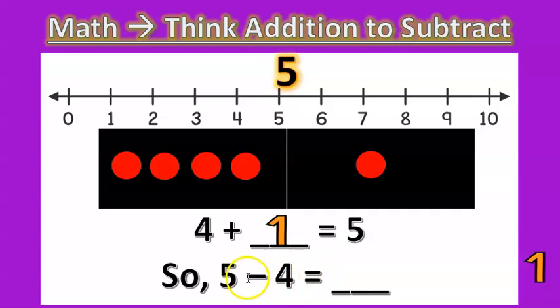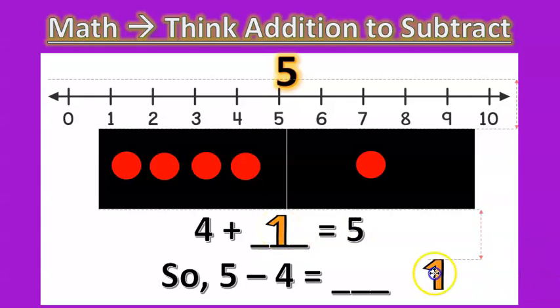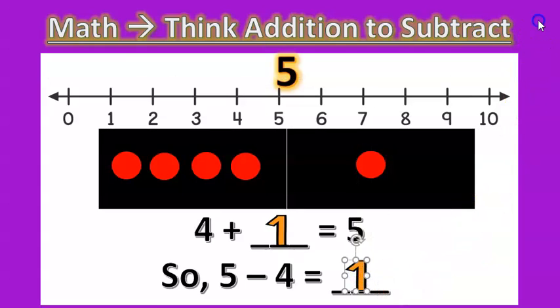Now, boys and girls, 5 minus 4 equals what? What number do we need to put here that we have not used yet up here? What number? 1. So look, we're just going to insert 1 in there, because that's our answer. And that's what we call think addition to subtract.